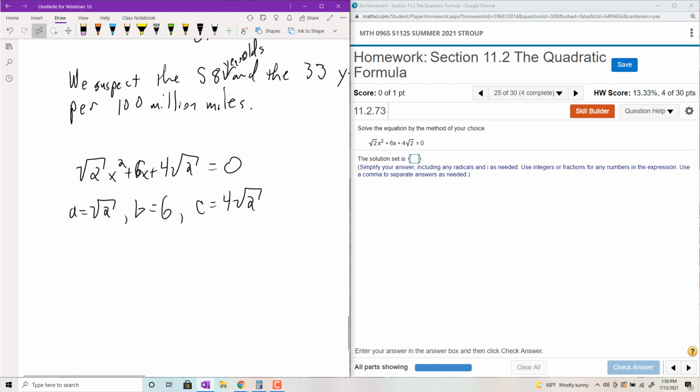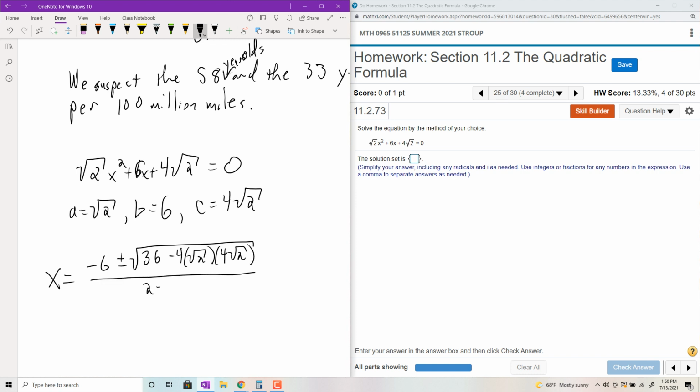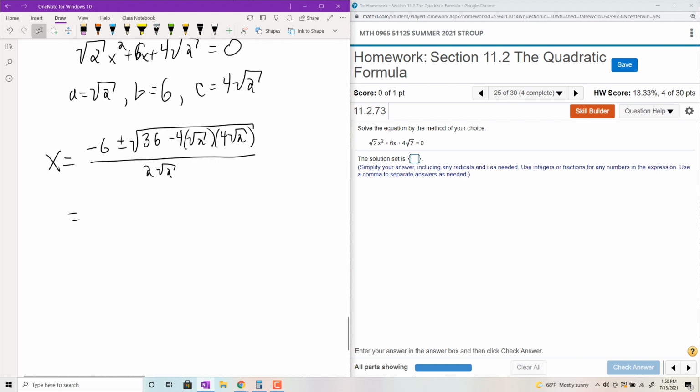I'm going to see if there's any other nice way about it. And you try and multiply both sides by square root 2, but you're still going to get a square root 2 on that 6. So let's just do it this way. So x is negative b plus or minus the square root of b squared, which is 36, minus 4 times a times c, all over 2 times a. Looks kind of annoying, but I bet it won't be so bad.